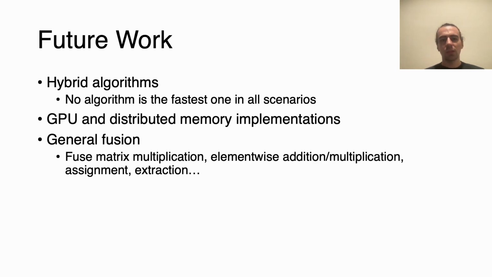For future work, we want to implement hybrid algorithms because we have noticed that no algorithm is best in all scenarios. Therefore, we want to develop a hybrid algorithm which will use a different algorithm for each row. Additionally, we want to implement GPU and distributed memory implementations. And finally, we want to design an algorithm for general fusion. That is, we want to fuse an arbitrary sequence of sparse kernels like matrix multiplication, element-wise addition and multiplication, assignment, extraction, and so on. Thank you.